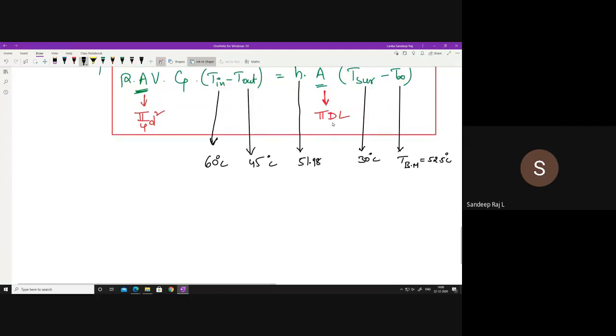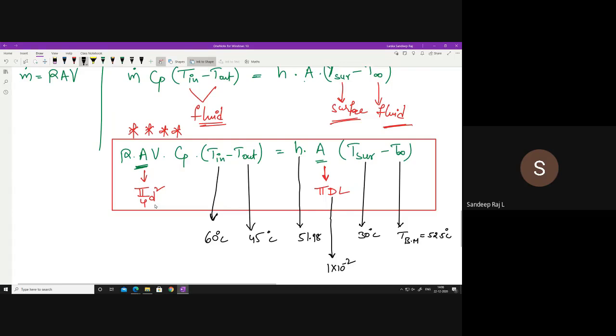And in this, what is the D value? It is 1 centimeter, that is 1 into 10 to the power of minus 2 meter. So on the right hand side, except L, everything is known. Okay, let's come to the other side. Here, the D value is again 1 into 10 to the power of minus 2. How about the velocity? Velocity is also known to you. It is given as 3.5 meters per second in the question.